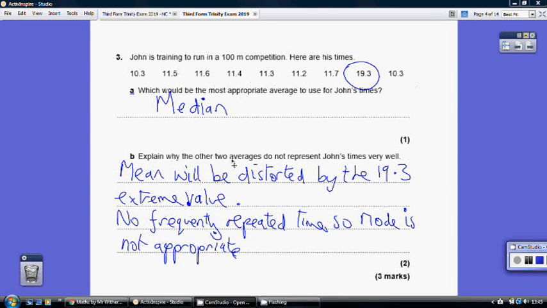Now explain why the other 2 averages do not represent John's time very well. So this is what I was just saying. The mean will be distorted by the 19.3 extreme value, and because we don't have numbers being repeated frequently, the mode is also not appropriate.